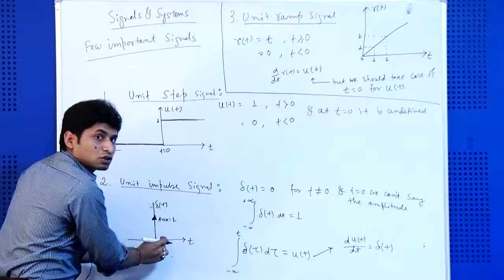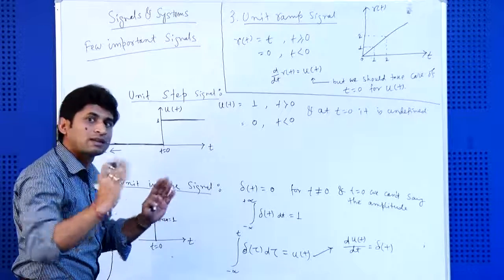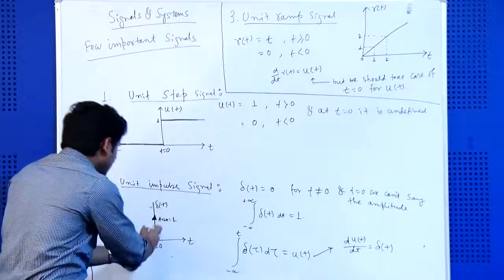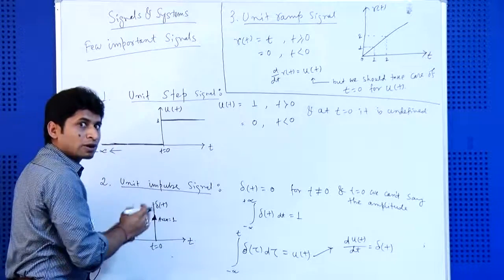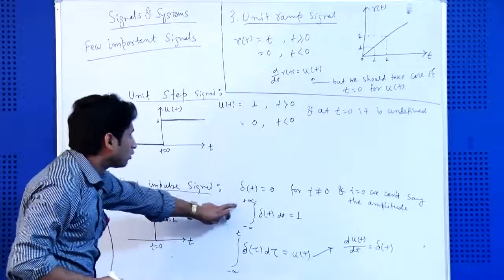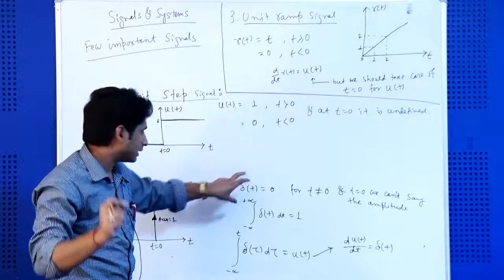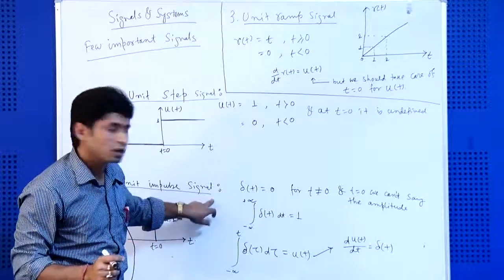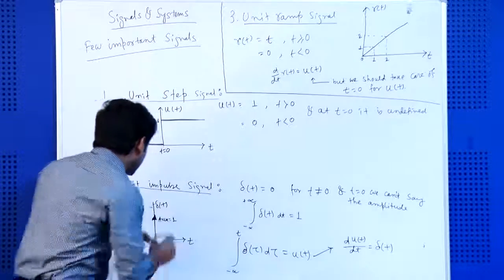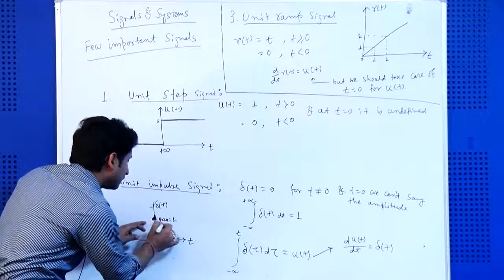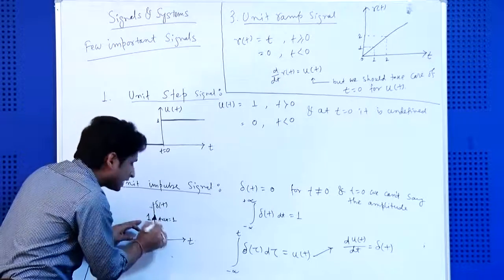It is a small pulse, a small width pulse: the width of the pulse tends to 0 and the height goes towards infinity. I will elaborate on it later. When we are defining the unit impulse signal, we should mention that the area under the curve is equal to 1. Here 1 means not the amplitude, it is the area.